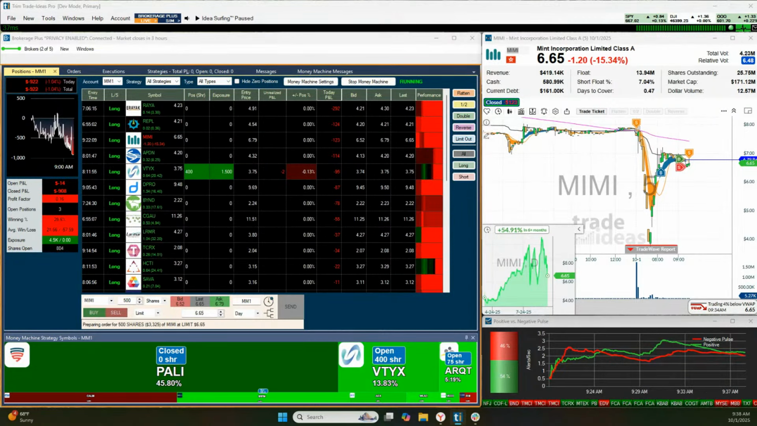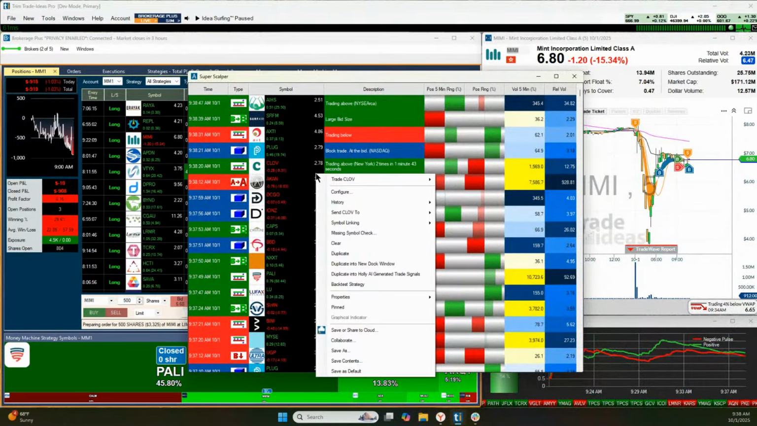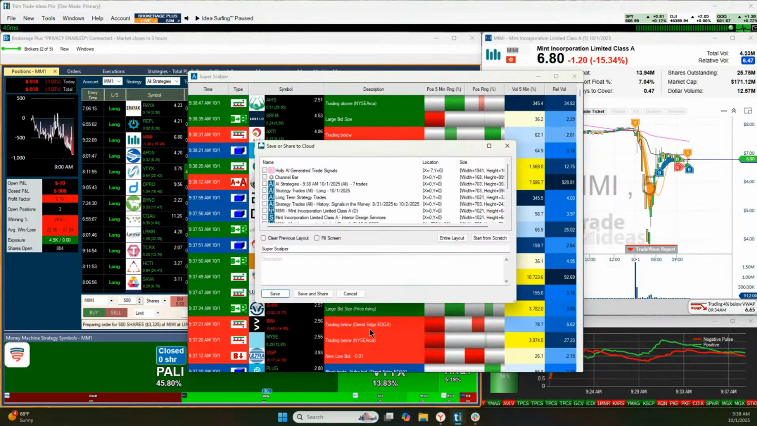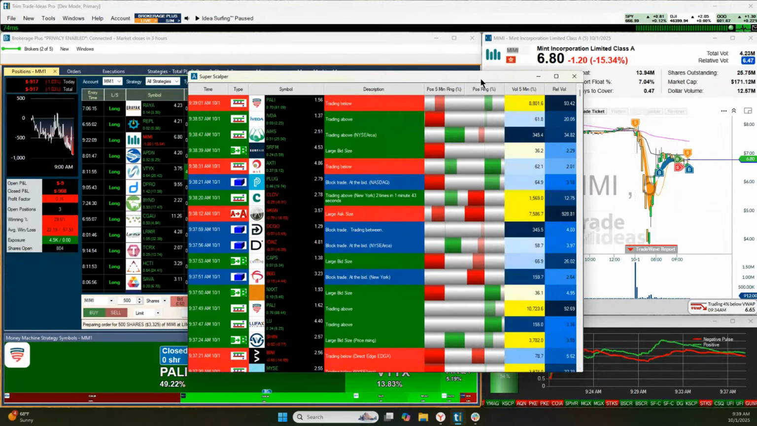Okay, let's dive into some questions. Also, I'm going to give you guys the window that I watch for some of these smaller ones. It's called the Super Scalper. So I'm going to right click, save or share to the cloud.